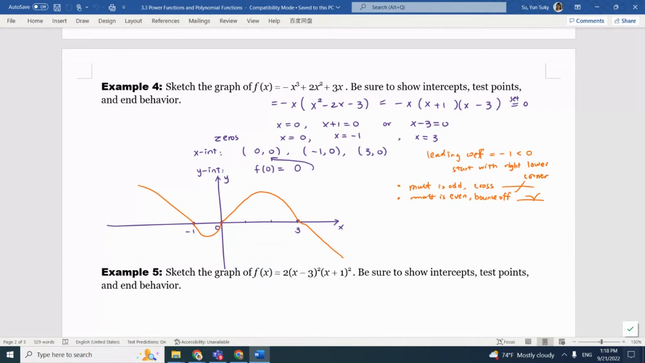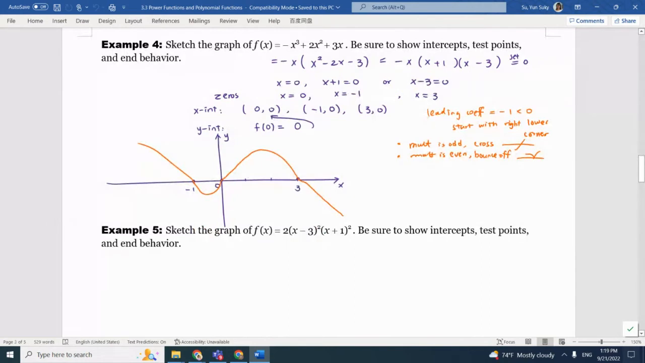So if it's odd, we cross it. Then 0 corresponds to x. The multiplicity is also 1, so we cross it. And then -1 corresponds to the factor x plus 1. The multiplicity is also 1, so we cross it. So if the multiplicity is odd, we cross it. If the multiplicity is even, we bounce off. Any questions about this problem? We did it last time.